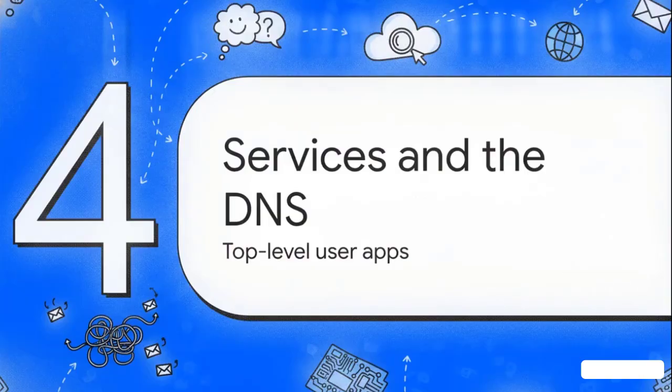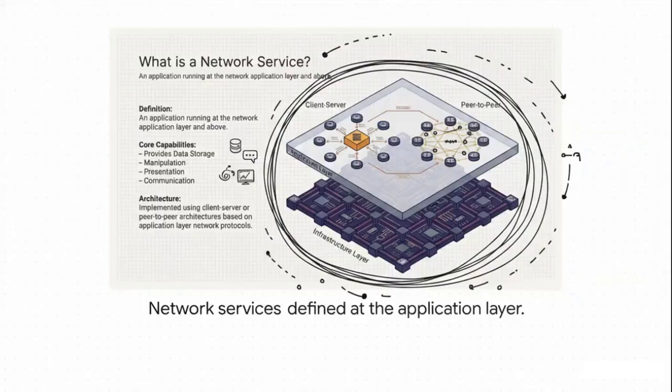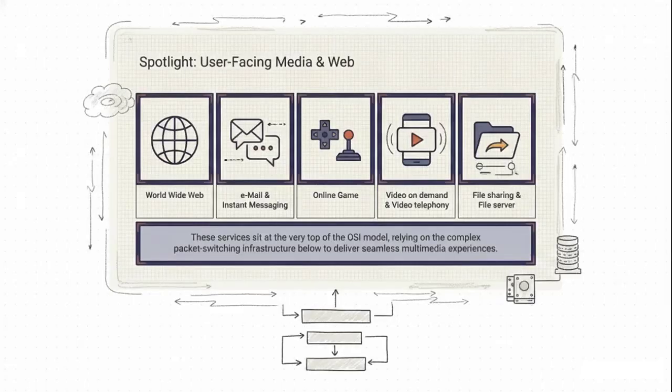Okay, Section 4, Services and the DNS. Let's shift our focus back up to the top-level user apps. So, what exactly is a network service anyway? Well, simply put, it's an application running at the network application layer and above. It handles the big stuff: data storage, manipulation, presentation, and communication. And it does all this by using client-server or peer-to-peer architectures that operate entirely on top of that invisible infrastructure we just decoded. Let's move to the next step and see how this builds our daily digital lives.